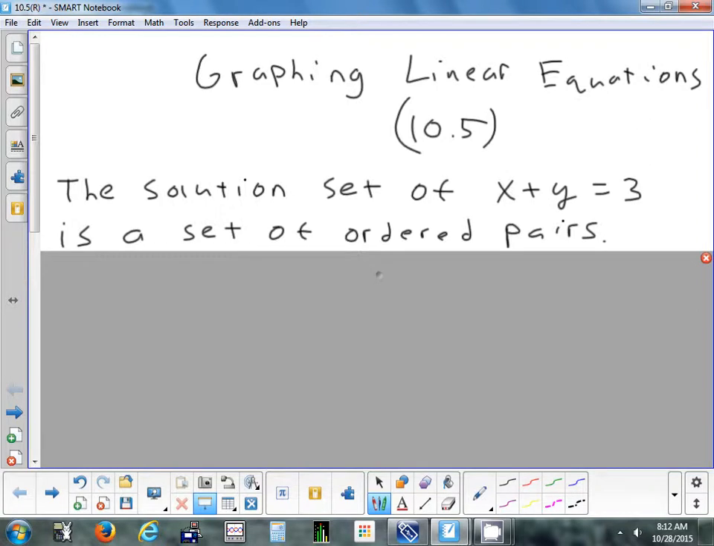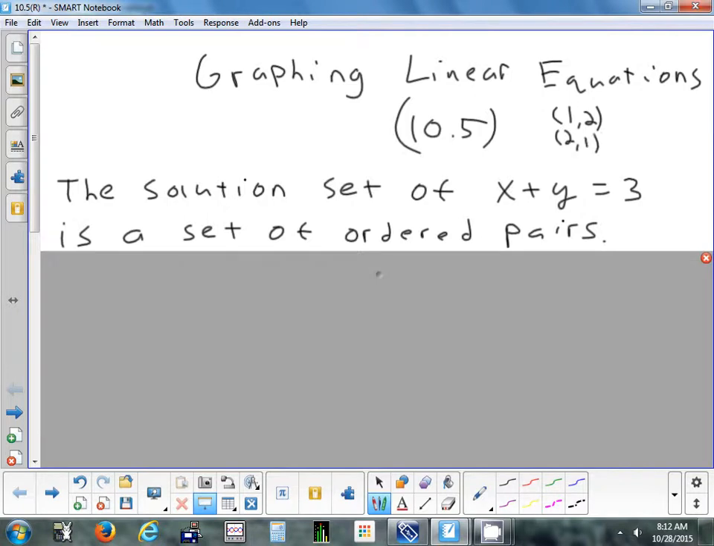This equation says x plus y equals 3. Any two numbers that add up to 3 is an answer to this problem. Somebody give me a number for x and a number for y that add up to 3. 1 and 2. Sure. 2 and 1. That's different. That's a good point.